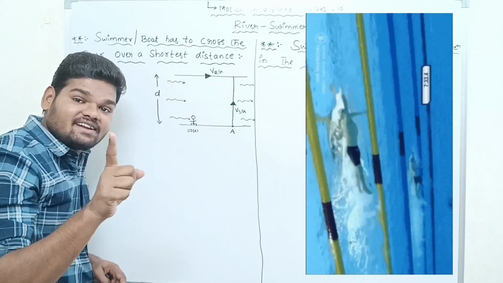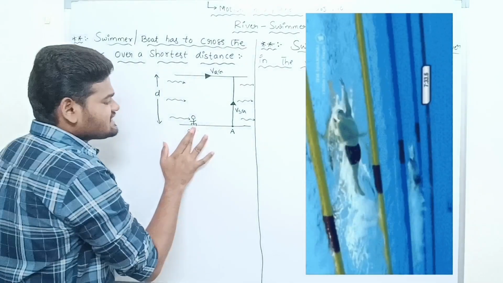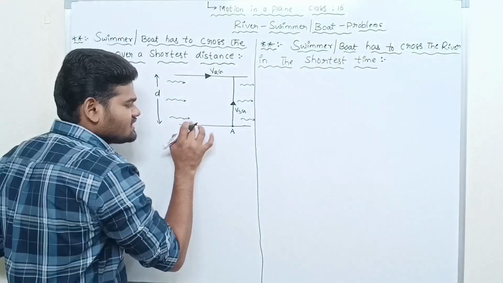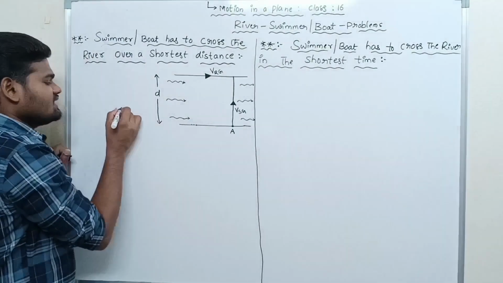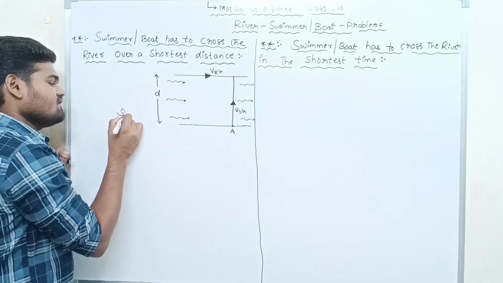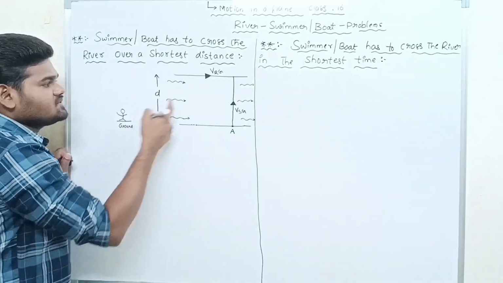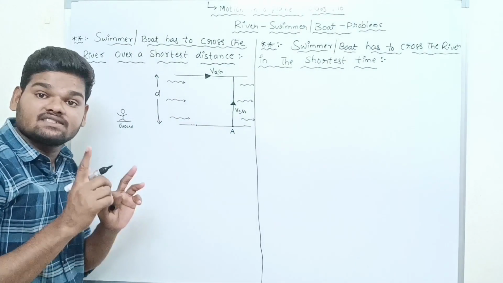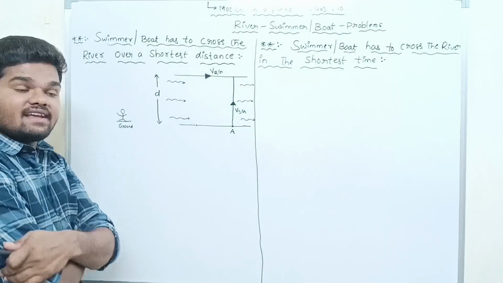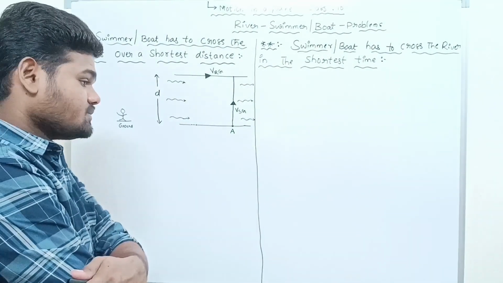Are you getting any doubts? Okay. Now in the second case, the observer is outside the frame of reference. He is on the surface of the ground and he is observing the situation. He is standing at the bank of the river and observing the river.